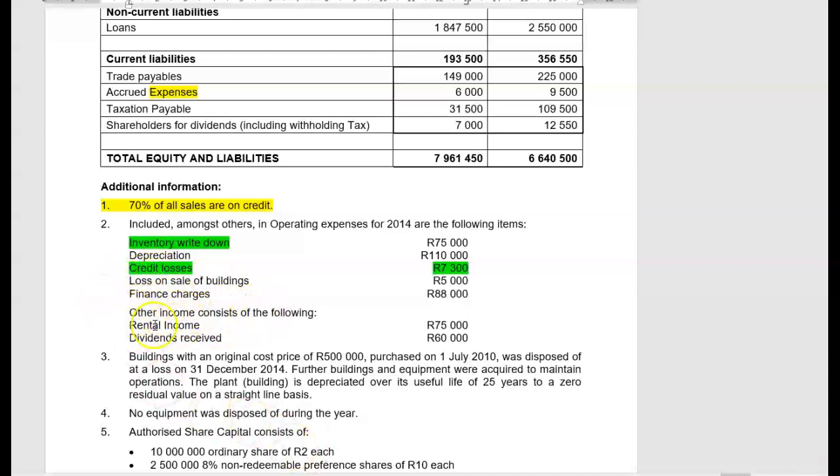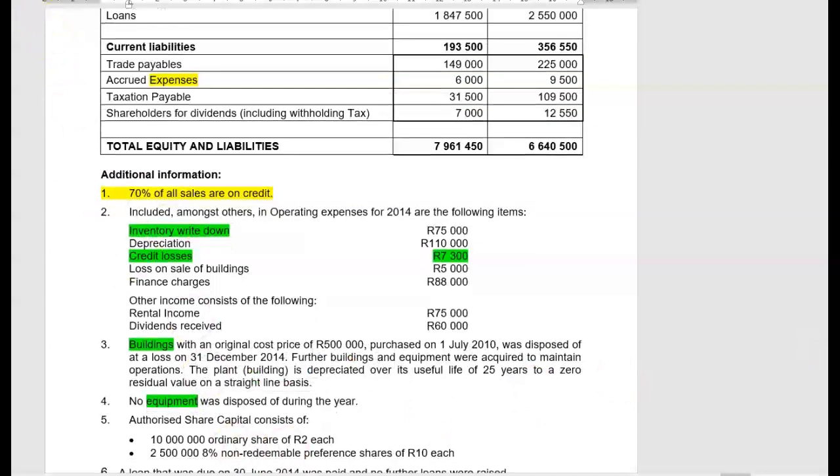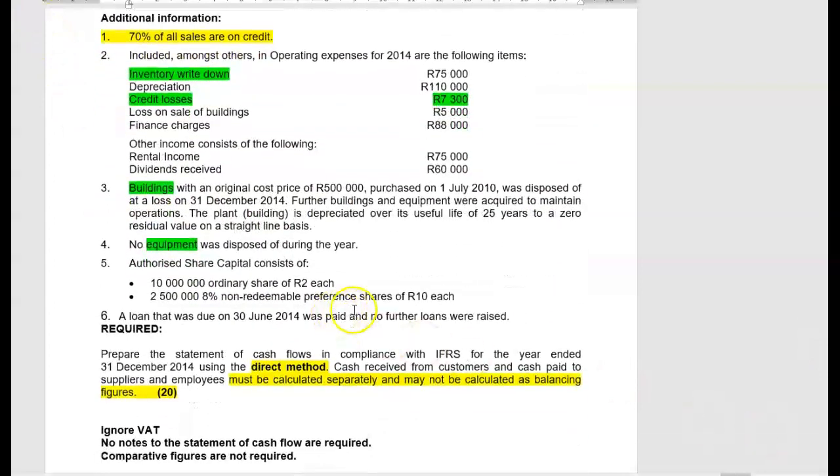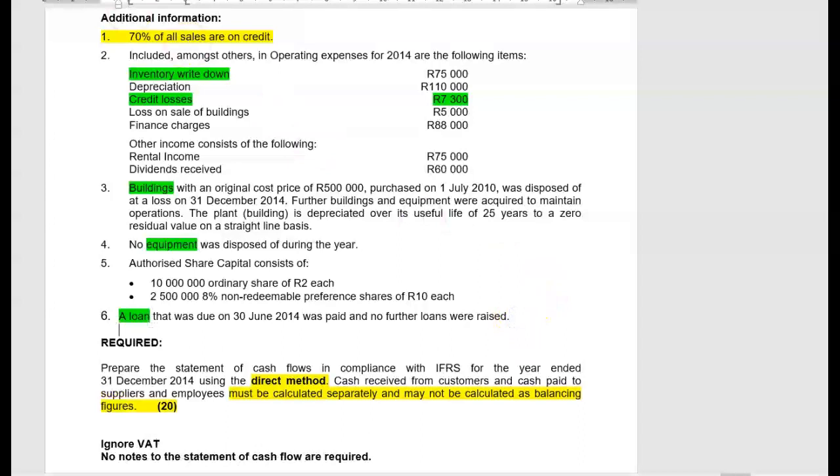Other income consists of the following: rental income and dividends received. Then it's something about buildings, and then it's something about equipment, and then they gave you share capital, authorized share capital, and then a loan. This is all about a loan. Great. So nothing else that is going to affect our debtors account.